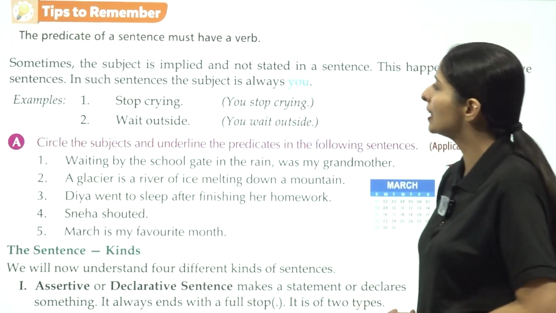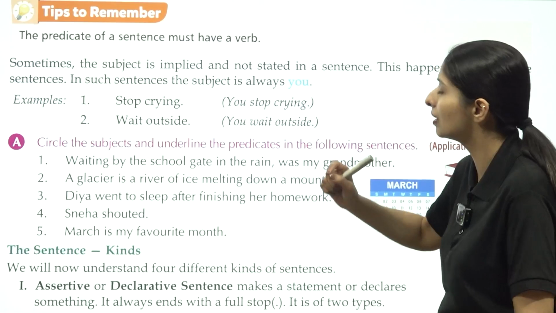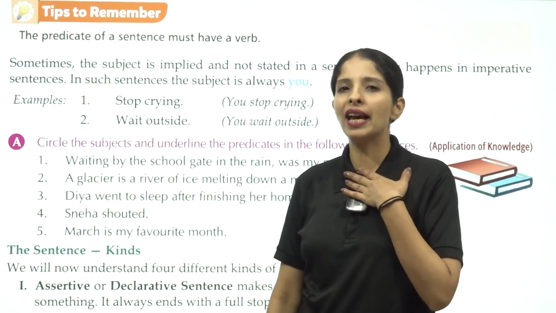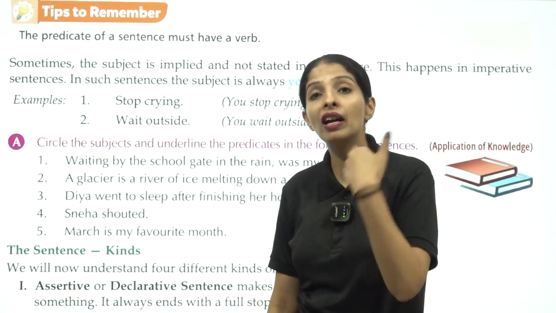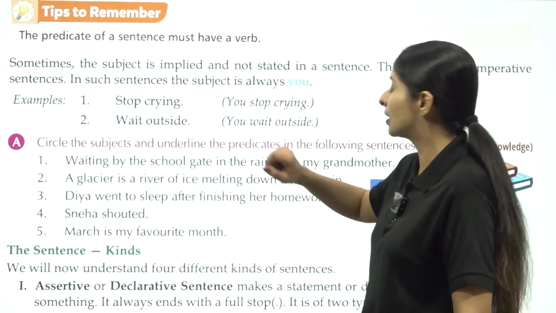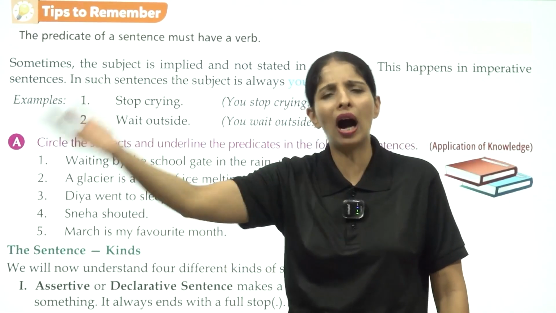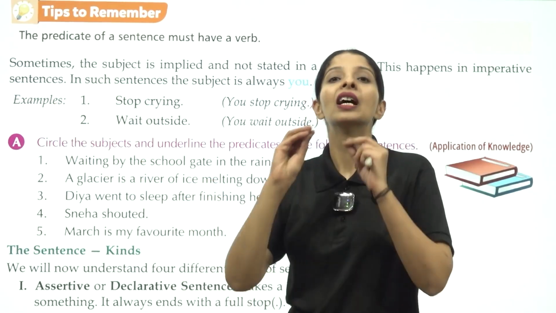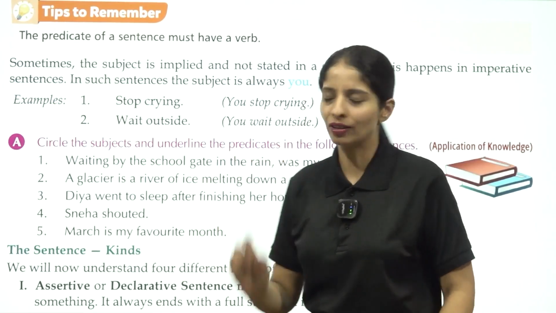Sometimes the subject is implied and not stated in a sentence. This happens in imperative sentences. In such sentences, the subject is always you. Like sometimes we say, stop doing that, right? So here it is understood that the subject is you. Wait outside. So you wait outside. Instead, we sometimes say wait outside. Go outside. Shut the door. So here, especially in imperative sentences, the understood subject is you.